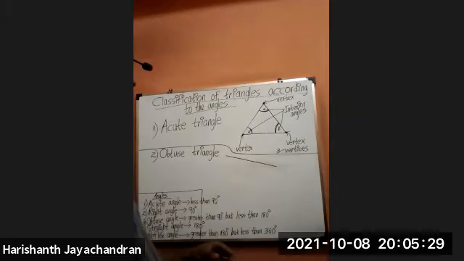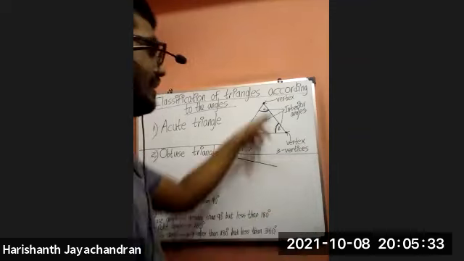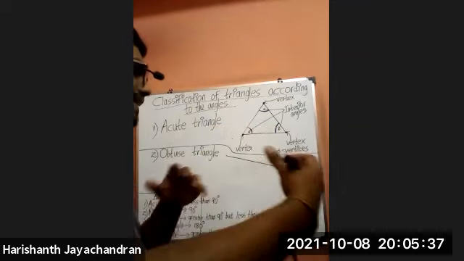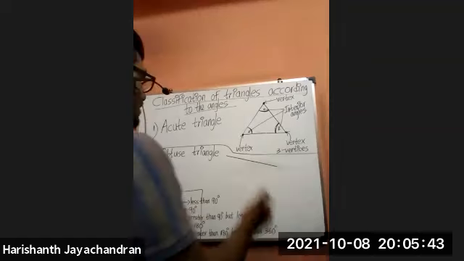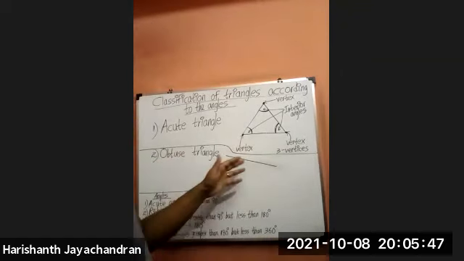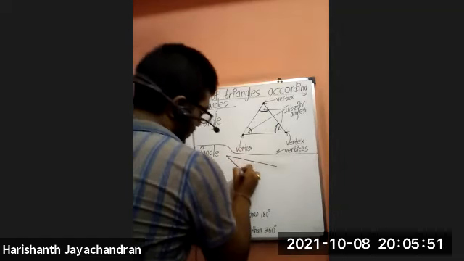So if there is at least one, there can only be one, and if there's at least one obtuse angle among those three interior angles, which means it is greater than 90 and less than 180, then we would call that triangle an obtuse triangle.